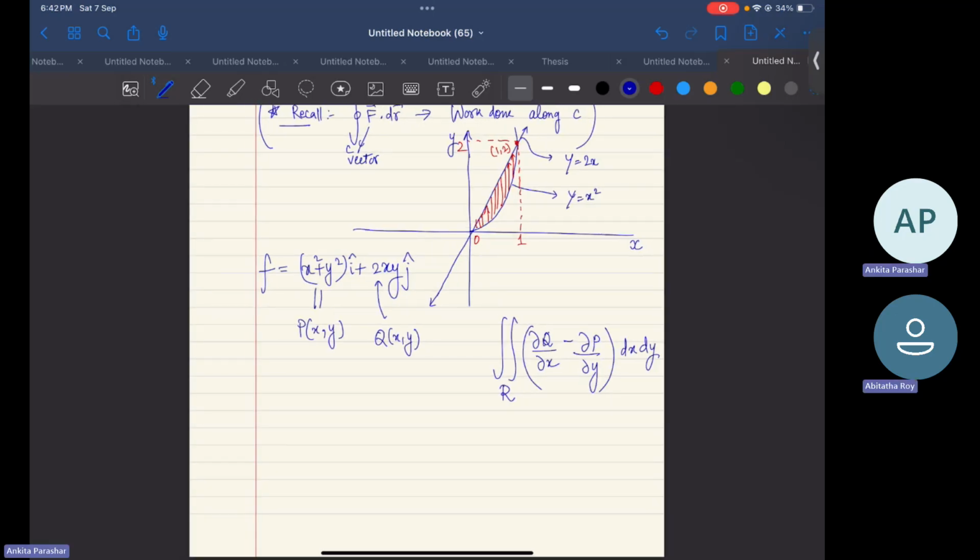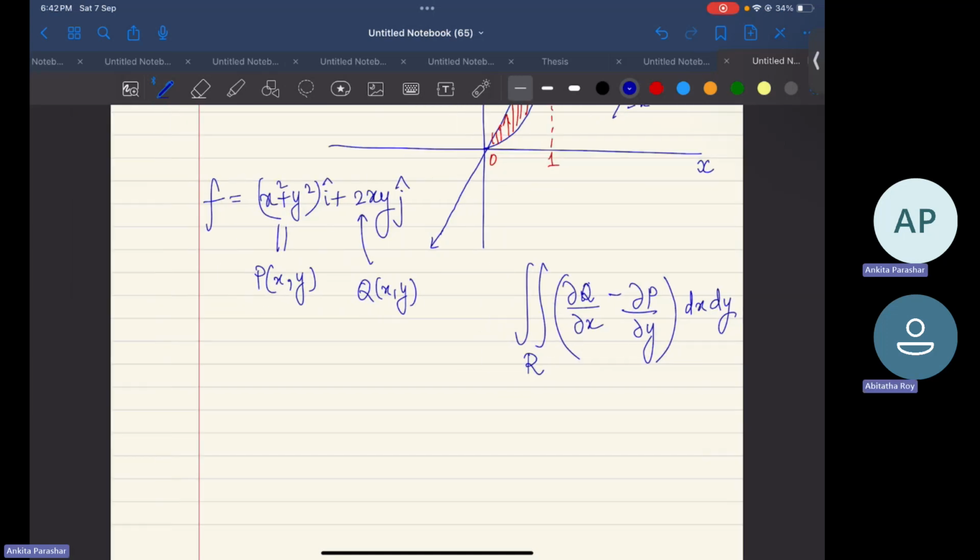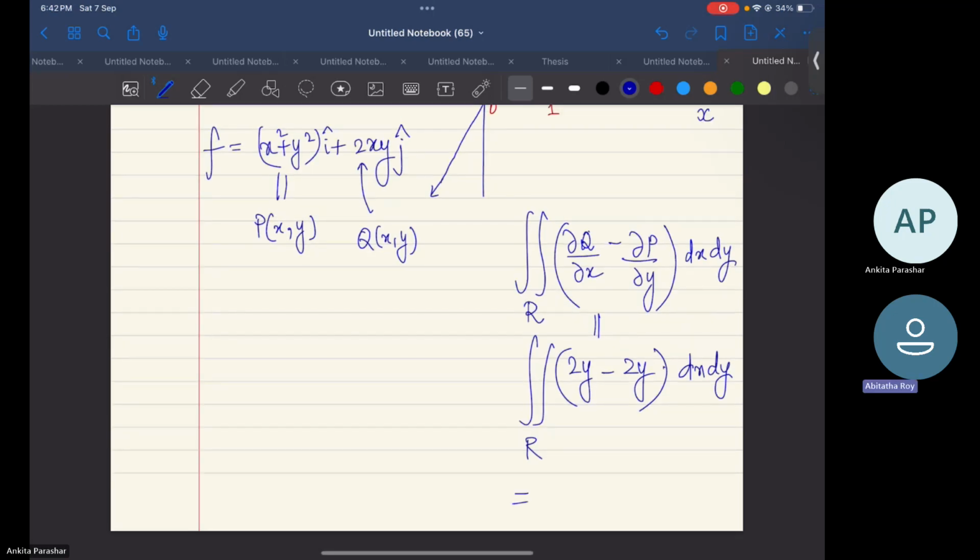Now, can you compute and tell me what this is? Del Q by del x is 2y. Del P by del y would be 2y. Yeah, it is 2y. So the answer is 0. Yeah, this is why I wanted you to compute this.